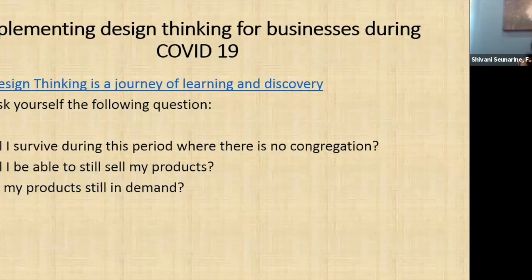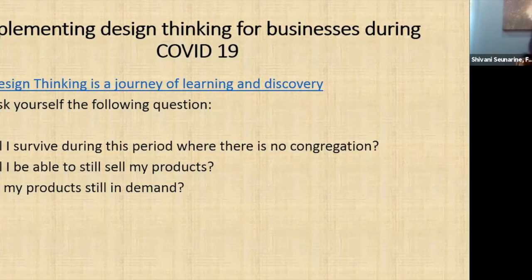Design thinking is a journey of learning and discovery. So will I survive? You're asking yourself this question. Will I survive during the period when there's no congregation? I cannot go to these face-to-face markets again to sell my products. Will I be able to still sell it somewhere? Because some people may still want it. Are my products still in demand?